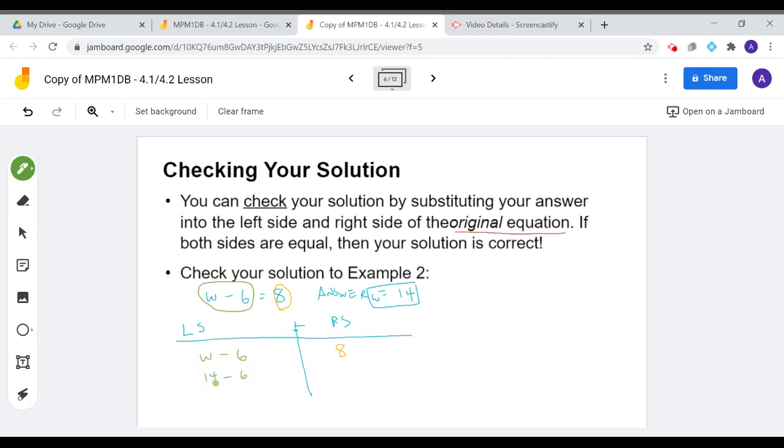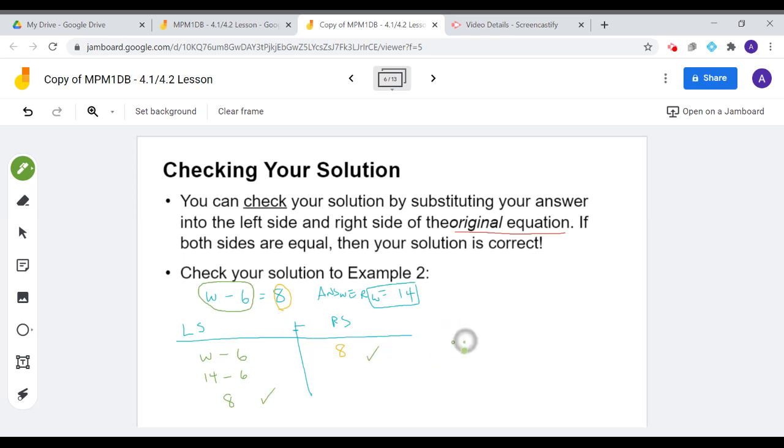If w was 14 and I took away 6, do I actually get 8? And the answer is yes, I do. If I do 14 minus 6, I get 8, which means that w had to be 14 for this equation to be true. If w is 14, then the left side equals 8 and the right side equals 8.